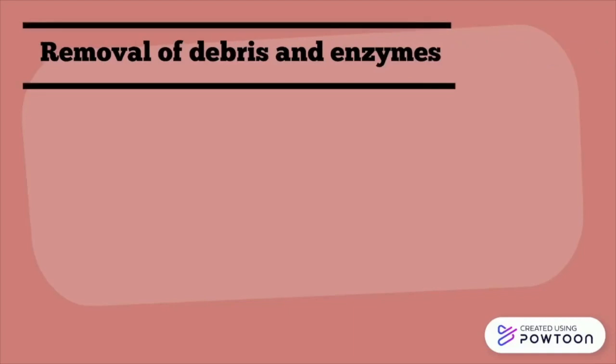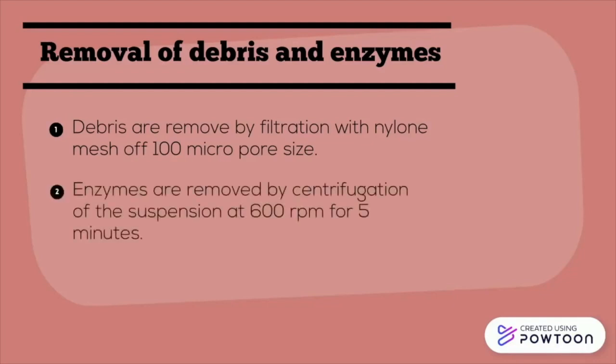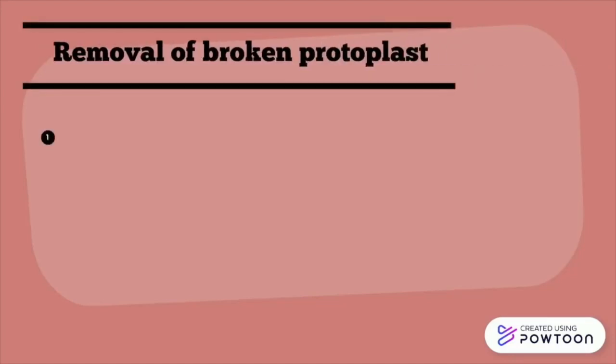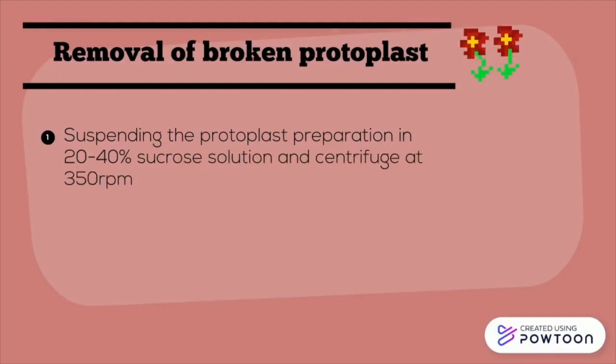Removal of debris and enzymes. First, debris are removed by filtration with nylon mesh of 100 micropore size. Second, enzymes are removed by centrifugation at 600 rpm for 5 minutes. Removal of broken protoplasts: suspend the protoplast preparation in 20 to 40% sucrose solution and centrifuge at 350 rpm for 3 minutes.